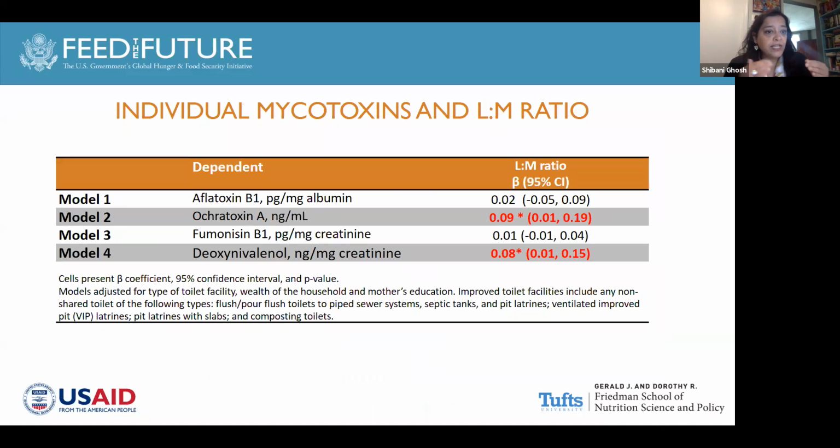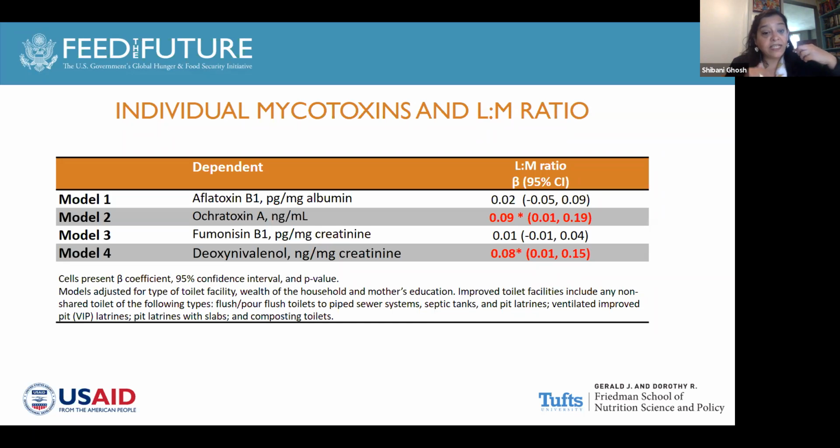And so the question is, is it possible that, based on that conceptual framework, the reason why we are not seeing these relationships is because these mycotoxins are mediating through the EED pathways? Now, unfortunately we don't have other markers of EED, we had only the LM ratio. So we thought we could look at individual mycotoxins, with the LM ratio as the dependent variable. So we ran 4 different models, and these are linear regression models.